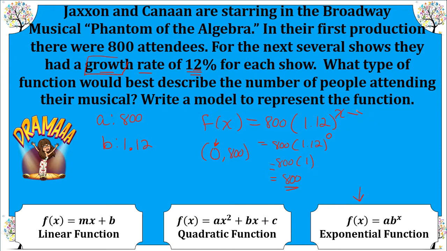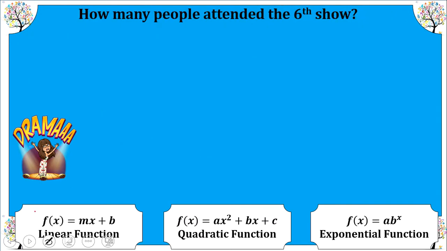So my X is going to represent the show after the first original production. So when I put a 1 here, it's going to represent actually show 2. Does that make sense? Hopefully. How many people attended the 6th show?